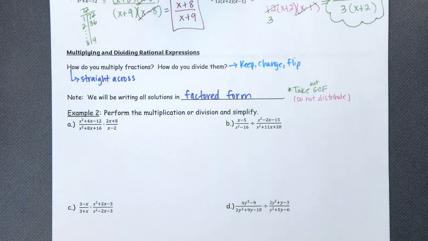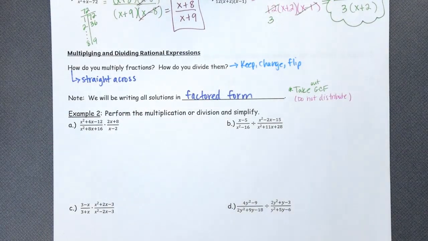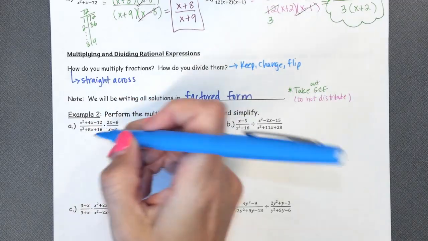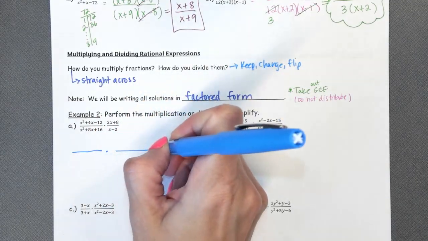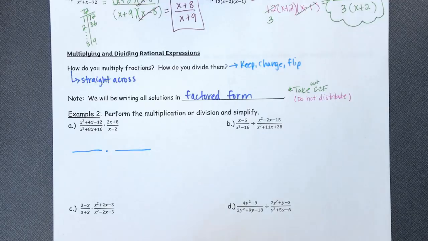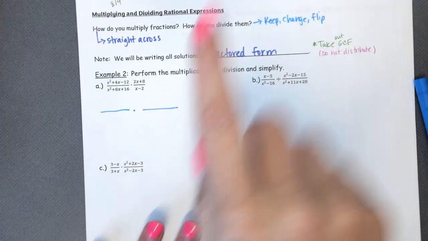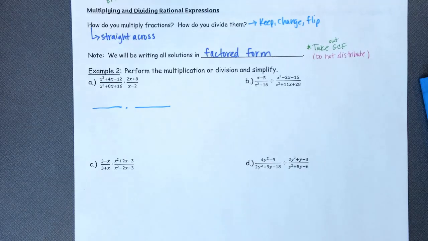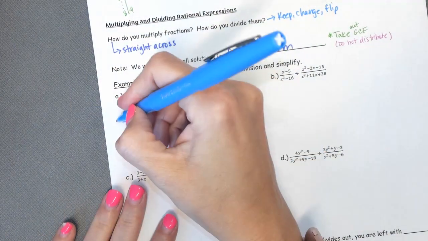Okay, so we're going to perform the multiplication or division and simplify. So the very first thing we're going to do for these is we are going to factor. So I'm going to give you some time here to factor. Okay, I want you to try the first several of those. The best thing you can do for yourself is try this on your own. That helps you get ready for your assessments. All right, it looks like we're feeling pretty good about the factoring.